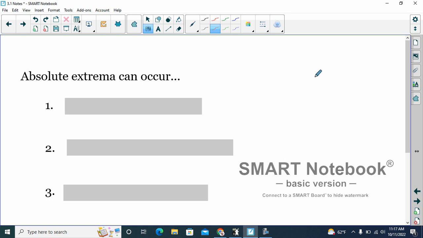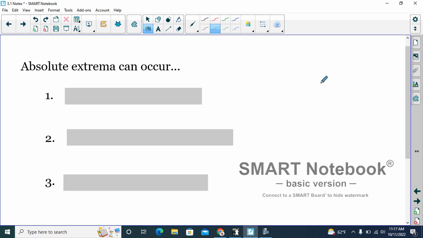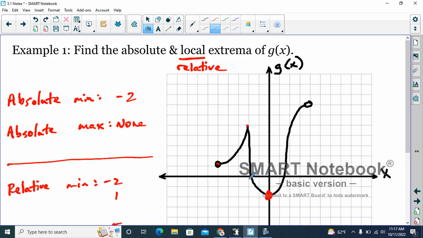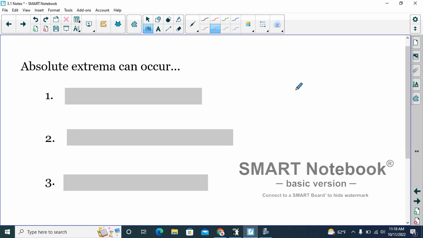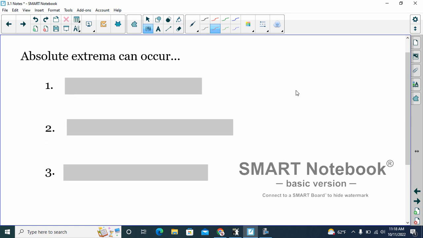In 3.1, we are focusing on how to find absolute extrema. So we will be given an interval. In this case, our interval would go from -5 to 4. And we would want to find the absolute minimum and the absolute maximum values. But instead of being given a graph, we are most often going to be given an equation.